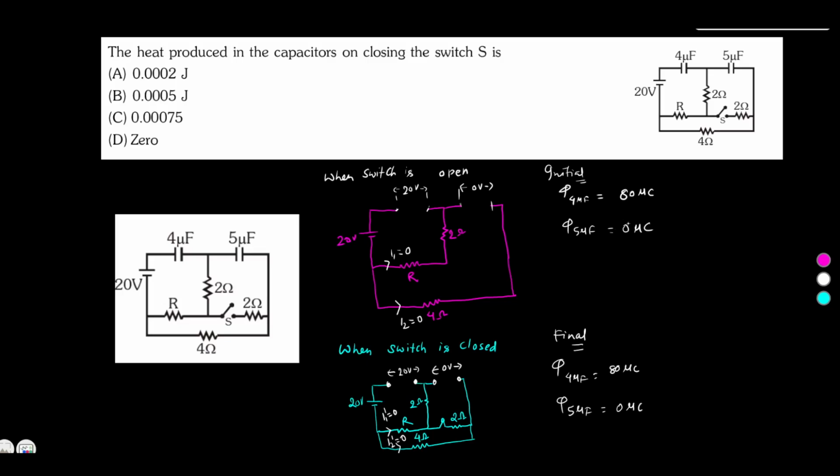So you can see that the charge remains the same. The charge is not changing, before when the switch is open and after the switch is closed. So I will say that the heat dissipated across the capacitor is 0, because if the charge on the capacitor changes, only then will heat dissipation occur.